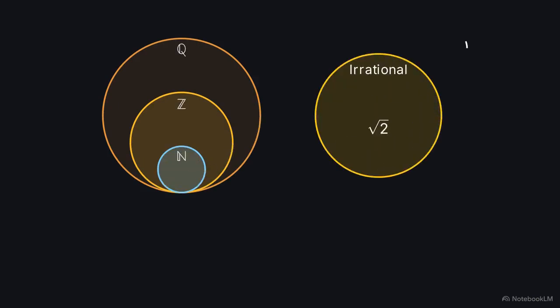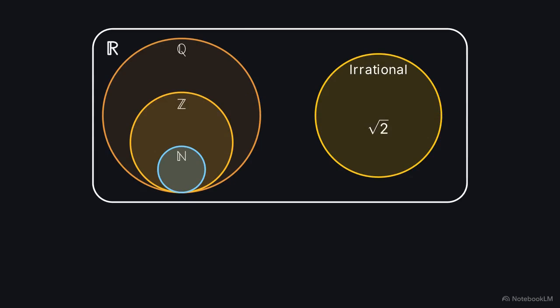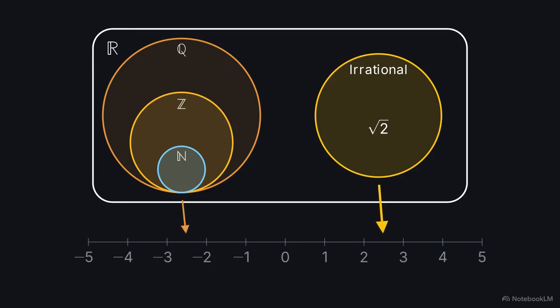To create a truly continuous number line, we must combine the nested rational sets with the separate irrational set. This unified collection is known as the real numbers, or R. The real numbers represent every possible point on the infinite number line, finally eliminating all gaps.